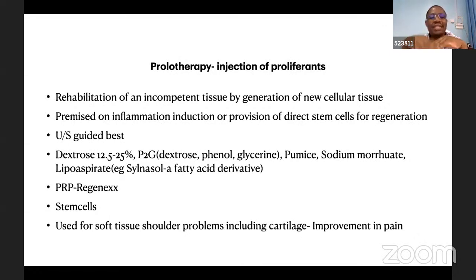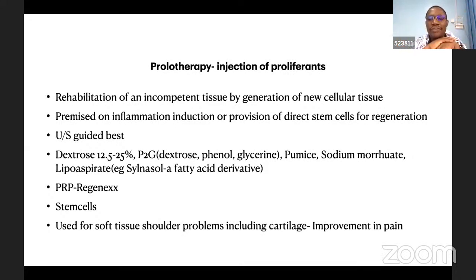And then the last aspect of prolotherapy involves stem cells, where you actually get bone marrow from the iliac crest, or from the sternum. You aspirate bone marrow, centrifuge it, and take the layer that has stem cells and inject in that area. I think all these are proliferative therapy injections.